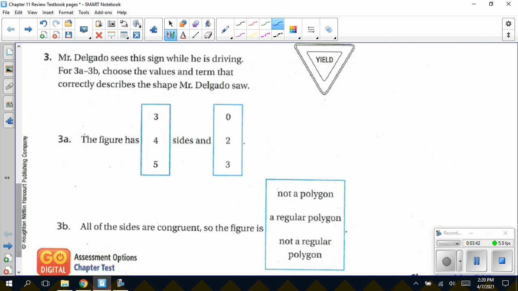Number 3, this says Mr. Delgado sees this sign while he is driving. For A and B, choose the values and term that correctly describes the shape Mr. Delgado saw. So this is going back to lesson 1, where we have to just figure out how many sides, and it is missing a word. It would be angles or vertices. Right here we'll say vertices.